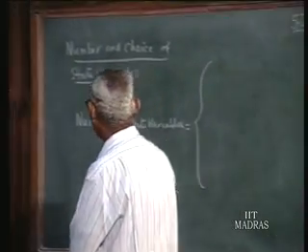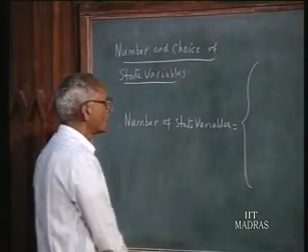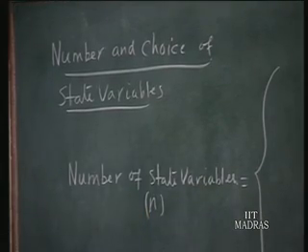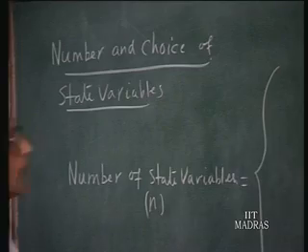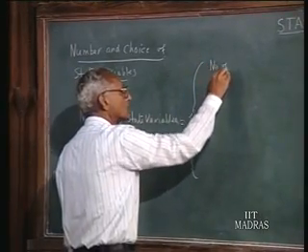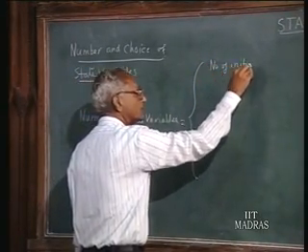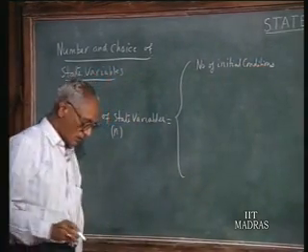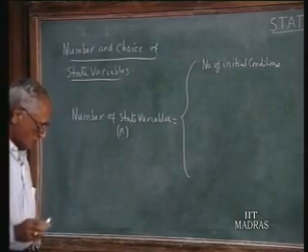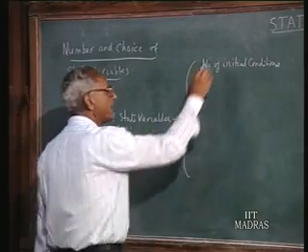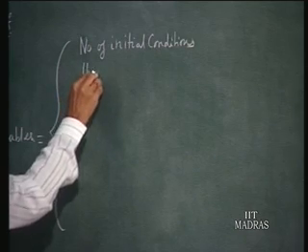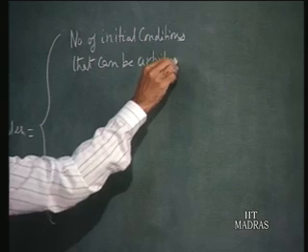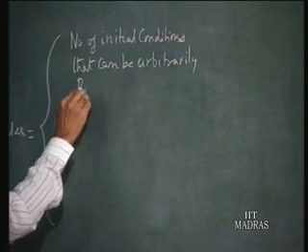As far as the number of state variables is concerned, we can let this be the value n. This turns out to be equal to the number of initial conditions that can be arbitrarily prescribed. So when we are talking about a system characterized by differential equations, we have to give some initial conditions, the number of independent initial conditions that can be arbitrarily prescribed.